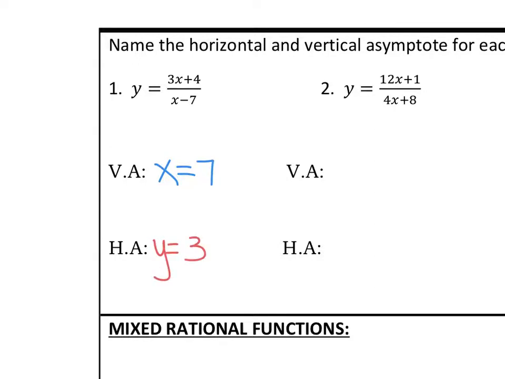Question number 2, again, we take our denominator and set it equal to 0. Subtract 8, divide by 4. We get x equals negative 2. For my horizontal asymptote, I'm going to divide my coefficients. y equals 12 over 4, so y equals 3.